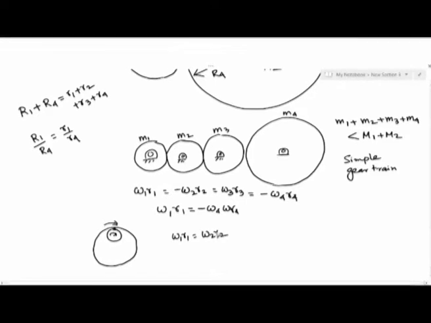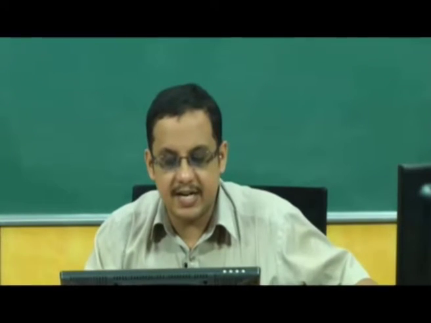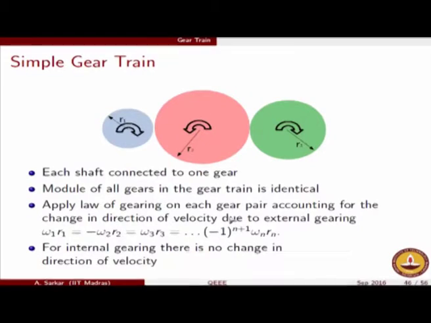Because I have not used the negative sign here, because the direction of motion between the two gears is the same. So when you have an internal gearing arrangement, it is just exactly the same except for the minus sign. So for internal gearing, the direction of velocity is not changed, the direction of velocity is just the same, and therefore we will not include any negative sign associated with it.